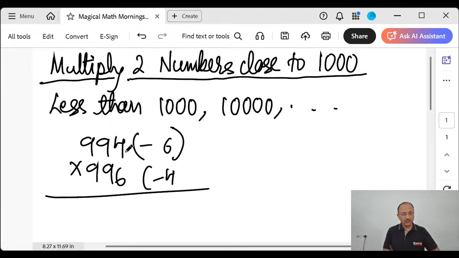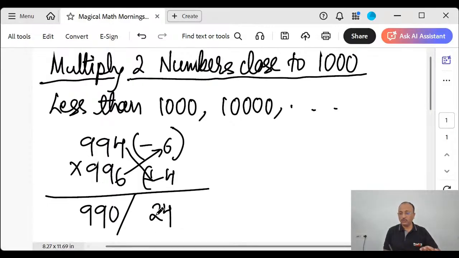One is, you find 994 minus 4, that is 990, or 996 minus 6, that is also 990. Any one you can do. And here you should identify both will give the same number. So 994 minus 4 will give you 990. This is the first part. And second part will be 6 into 4. Minus 6 into minus 4 is plus 24.